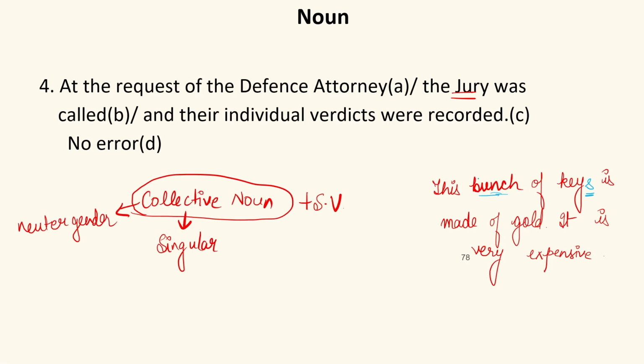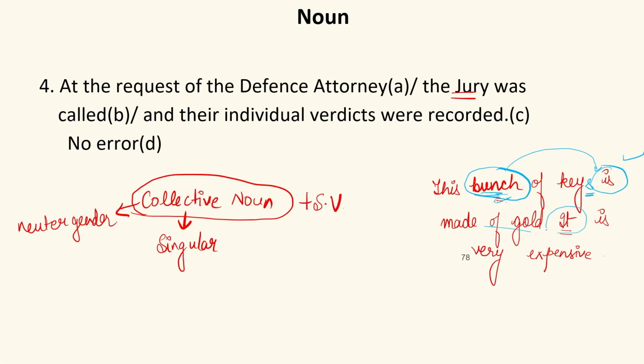Now, in this sentence, we are talking about bunch, and bunch is a collective noun. And we always consider a collective noun as singular. So bunch of keys is absolutely correct over here. Made of gold. It is made of gold. Now bunch stands for a collective noun, so we have used a singular form of verb. Bunch is also considered neuter gender. Because it is a collective noun, it is neuter gender, so we have used the word it for this.